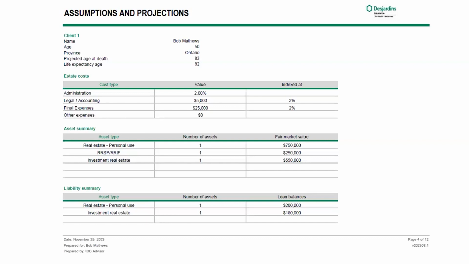But we could actually run the projection. Here I said 83, but I could have run it to age 90, right? So if you want to show that a little further out, or perhaps earlier, sooner than life expectancy, you have that option.